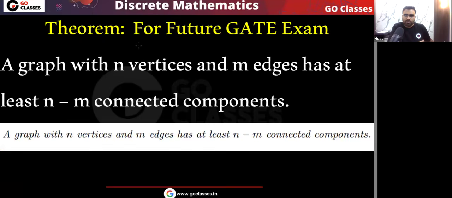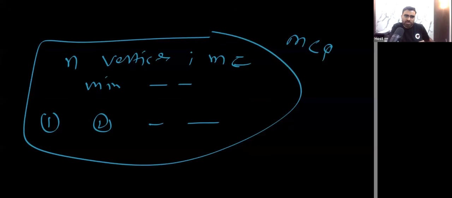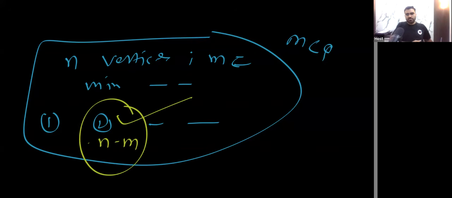So that's it. This is the proof, and this is the theorem for the future GATE exam. Basically, in the future GATE exam, they can create an MCQ question and ask you, for example, that there are n vertices and m edges, then the minimum number of components will be how much? Option A, option B, option C, option D.